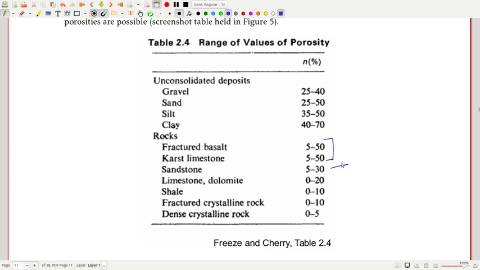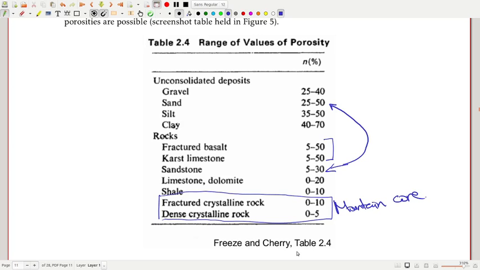Those can be really porous. Sandstones can actually be relatively porous, so there might not be much of a change there, but going from a sandstone to, let's say, a sand deposit. On the other hand, many of these other rocks have very low porosities. If we think about dense crystalline rock or fractured crystalline rock, they might have 0 to 10% porosity, and this is often what's underlying hill slopes in the mountains. So in the core of mountains, when you're away from the sedimentary cover.